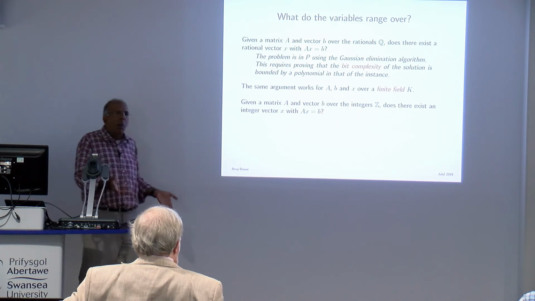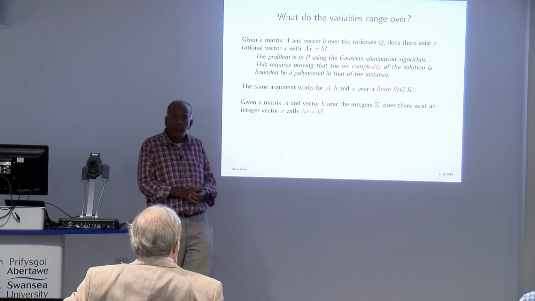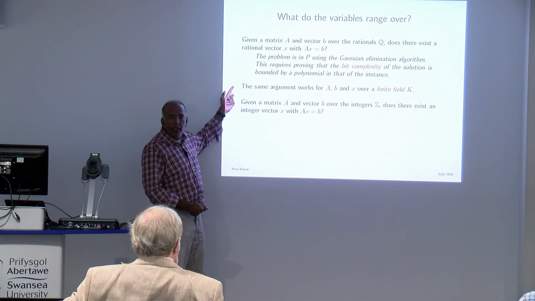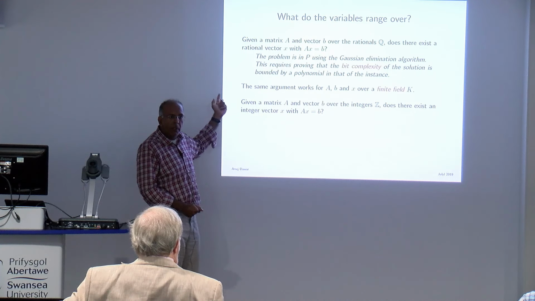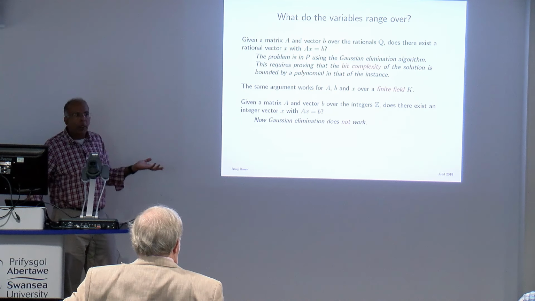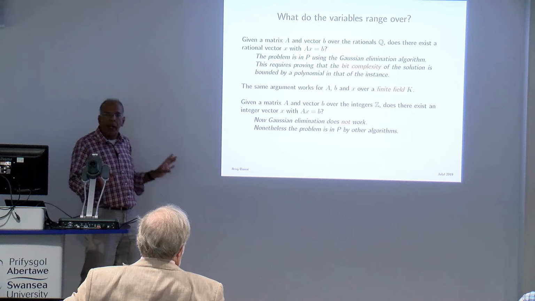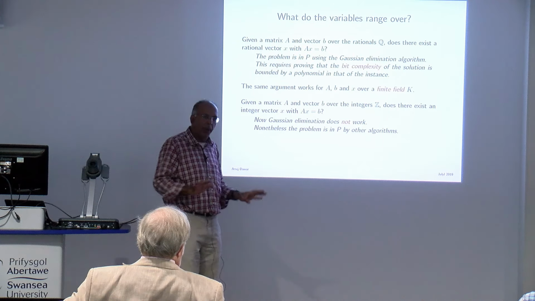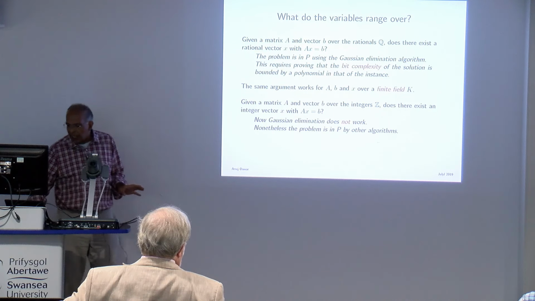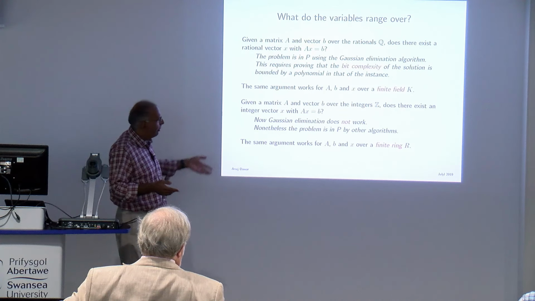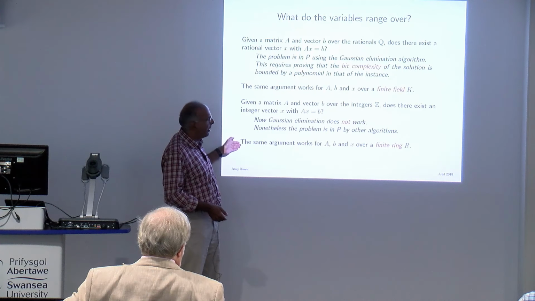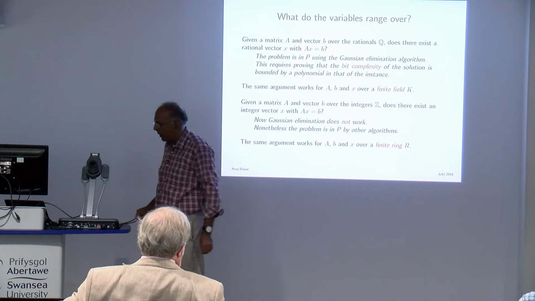Let me change the question now. What if I say, does the thing have an integer solution? Right? The Gaussian elimination algorithm no longer works because you can't divide. Right? So it turns out there are other algorithms, and you can prove it's polynomial time. I'm not going to get into it, but this is well studied. And we have other algorithms. And just as this extends to any finite field, you can make this work over any finite ring. We have a polynomial time algorithm.